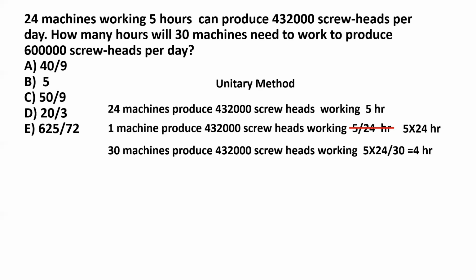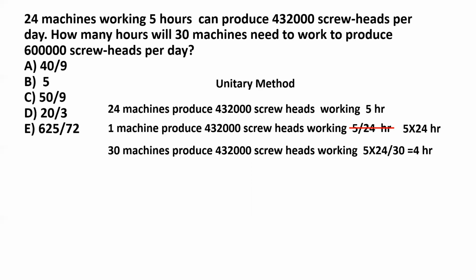So since we did this, now we can basically scale up the number of machines. So we have 30 machines, and the number of screw heads is still the same. And when we scale up the number of machines, the number of hours will now go down, because we have more machines working now. So to produce the same number of screw heads, we will require to work lesser number of hours. So we divide by 30 here, and then we can just simplify this. This comes to 4 hours.